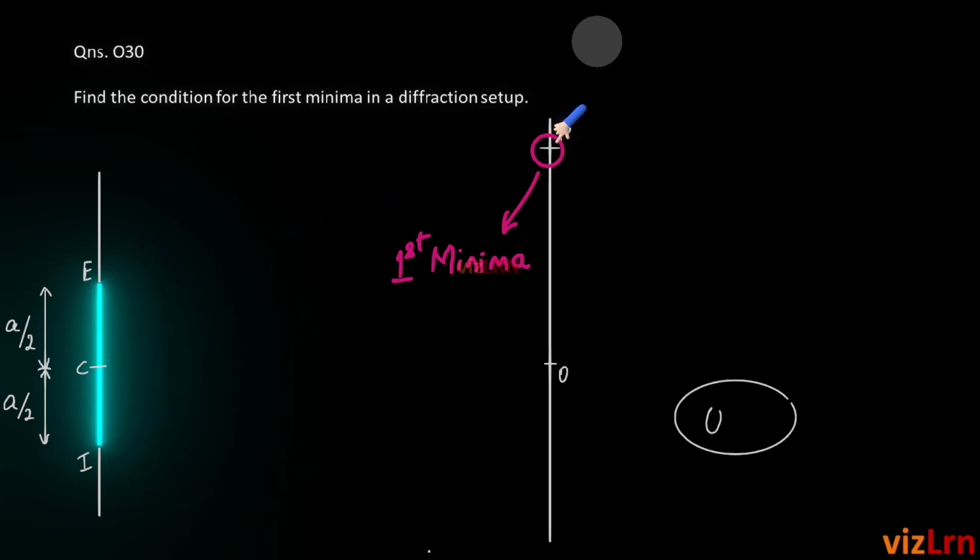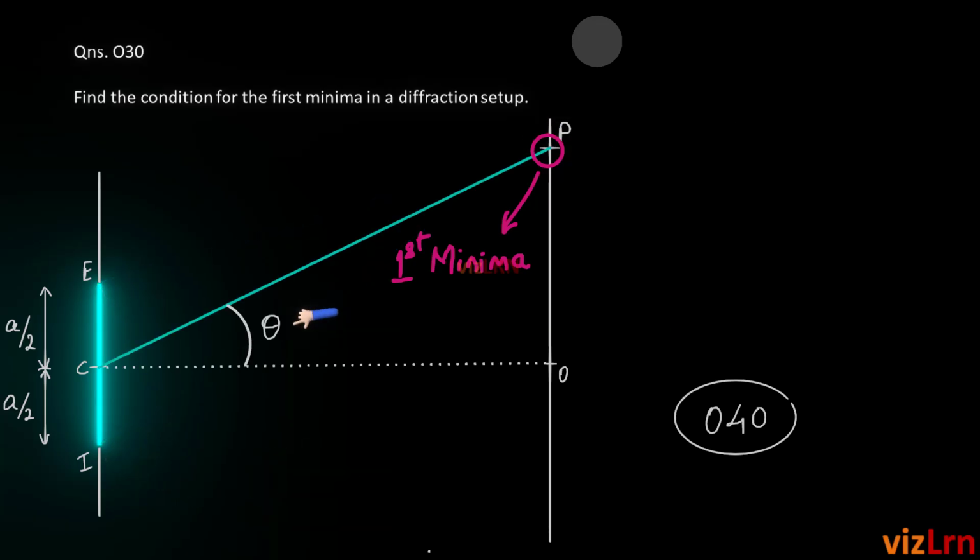Now in the video, let us measure the angular position of the point P with respect to the center line and the distance of the point P from the center point O.